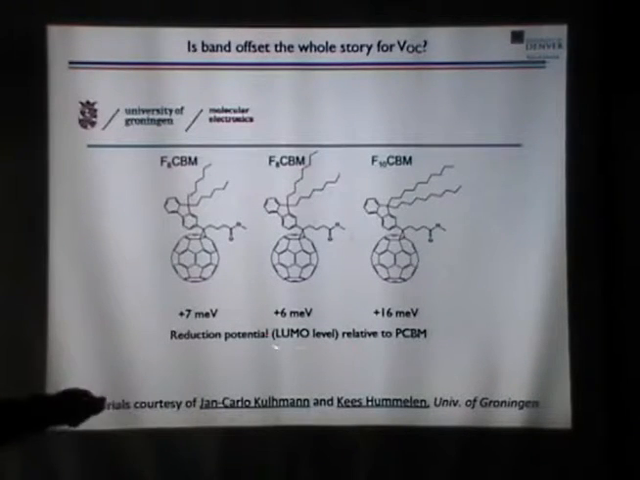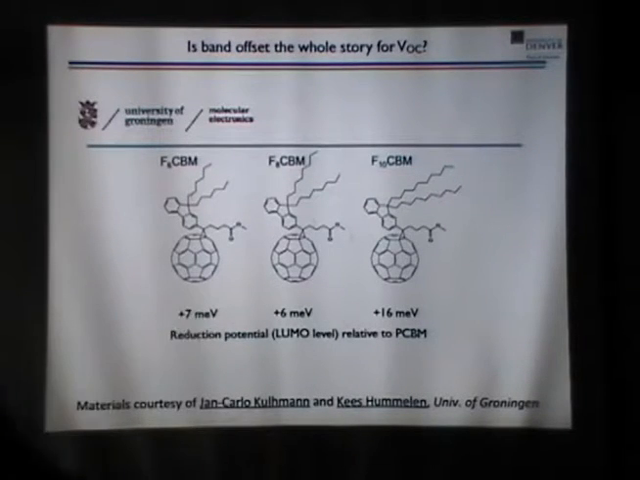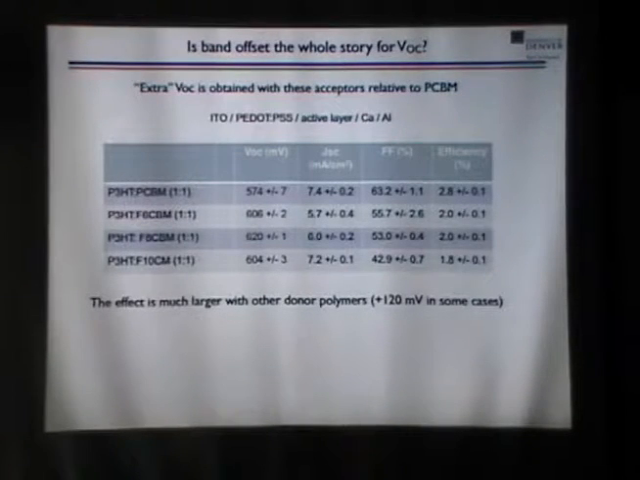Now, if we measure the LUMO level of these molecules, they're actually all pretty close, all within about 20 millielectron volts. So based on our simple band offset figure, we should get the same voltage from all these molecules. Well, guess what? We probably don't, otherwise I wouldn't be talking about it. It turns out we get a little extra VOC from these new acceptors, from the FCBMs.